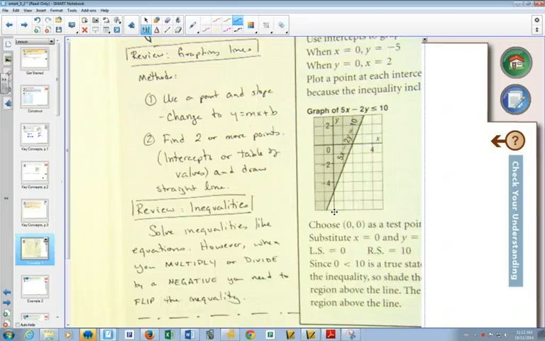This would be example 1. And before example 1, just a review of how to graph lines. So I have 2 methods here. One is where you use the point and the slope.